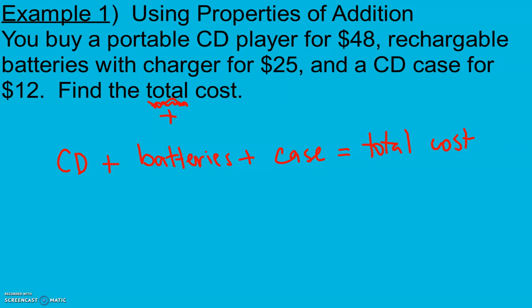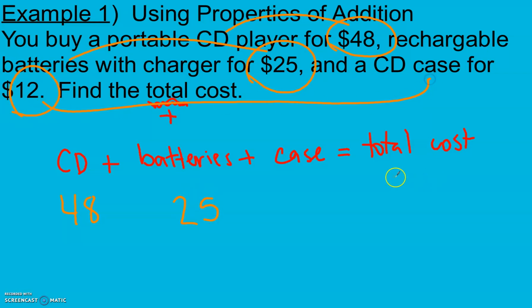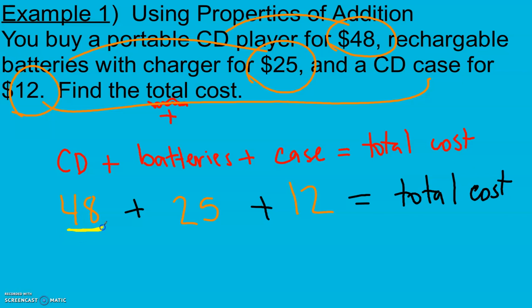Now, we know what some of those things are. We know our CD player is $48, and we know our rechargeable batteries are $25, and we know our case is $12. And again, we're still just adding them up to find our total cost. Now, if we look here, we can probably add 48 and 25, but if we notice, 48 and 12 are going to add up to have a 0 in the ones digit, and that's going to be a little bit easier to do.